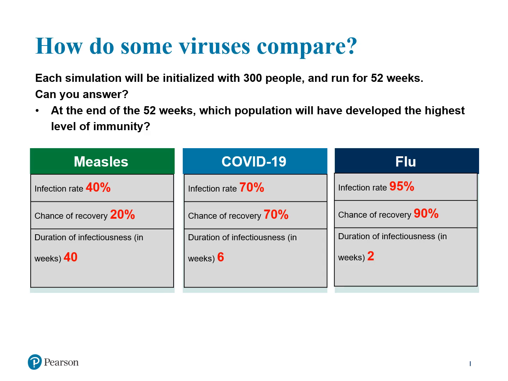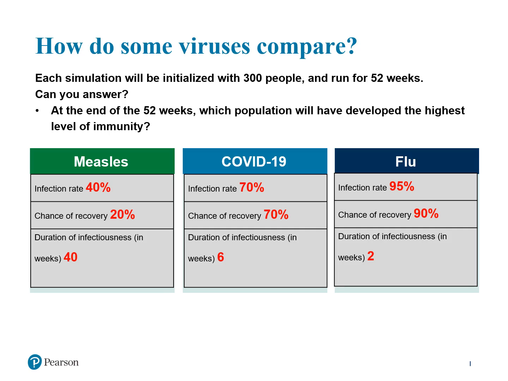Each simulation will be initialized with 300 people and run for 52 weeks. At the end of the 52 weeks, which population will have developed the highest level of immunity? What is immunity? This is the ability of an organism, in this case people, to resist a particular infection by the action of specific antibodies or sensitized white blood cells.